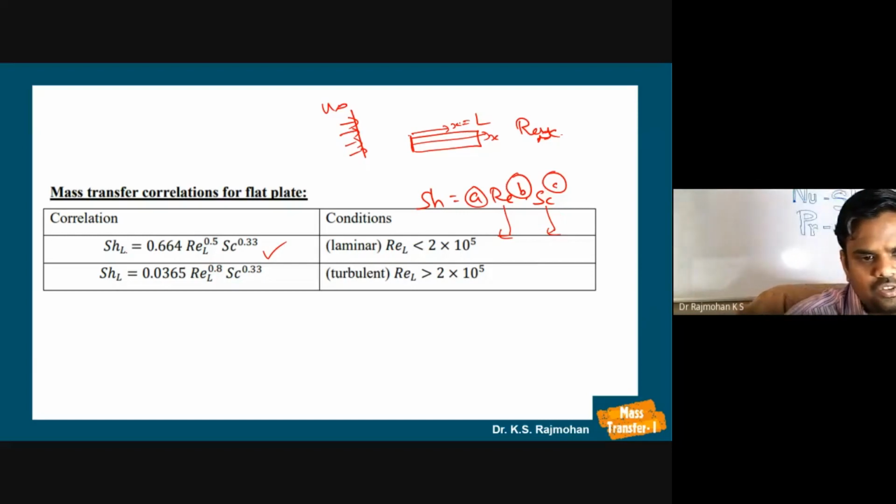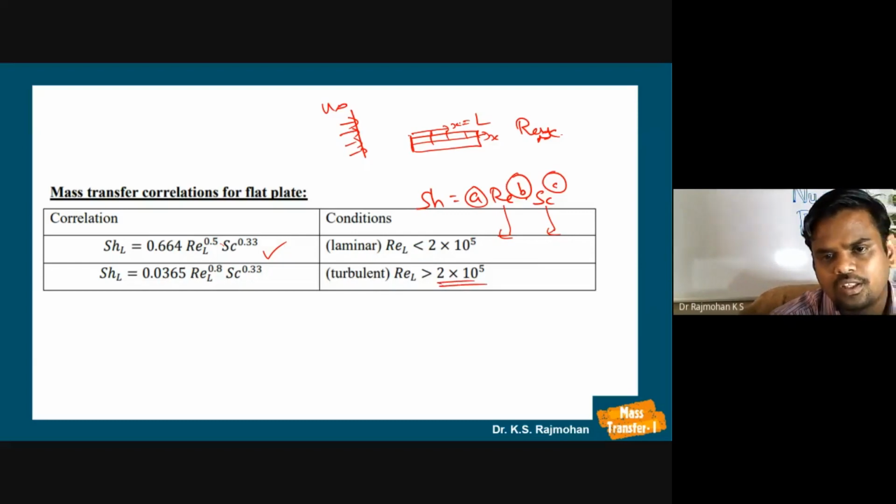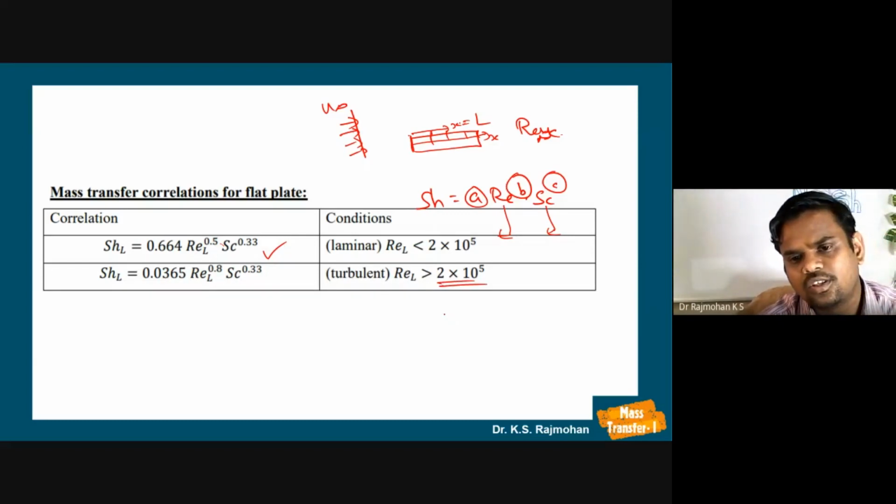Okay, so we have Sherwood number equal to 0.664, Reynolds number power 0.5, Schmidt number power 0.33. Sherwood number at the length L will be different. So we have Sherwood number at length L equal to 0.0365, Reynolds number power 0.8, Schmidt number power 0.33 under turbulent flow condition, when Reynolds number at the length L is greater than 2 into 10 power 5.